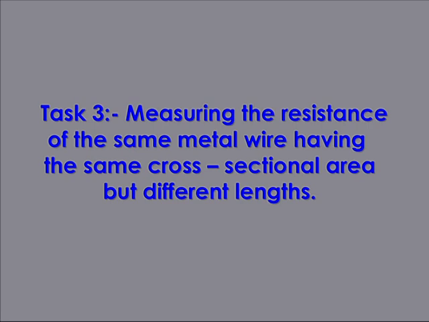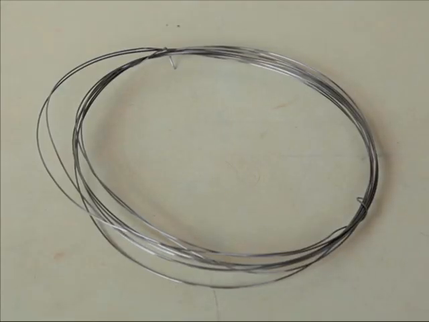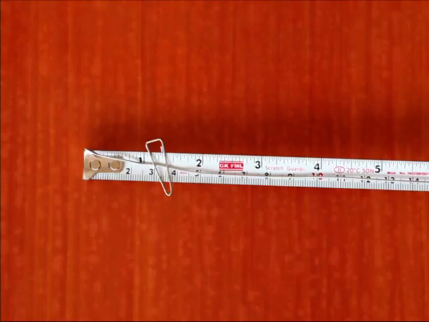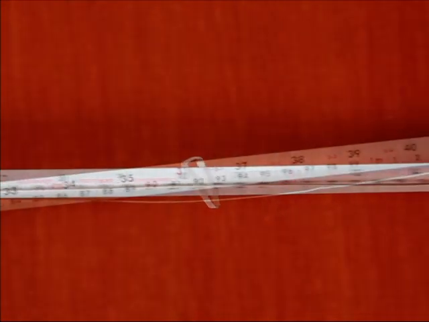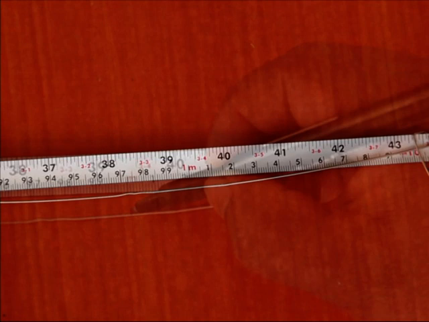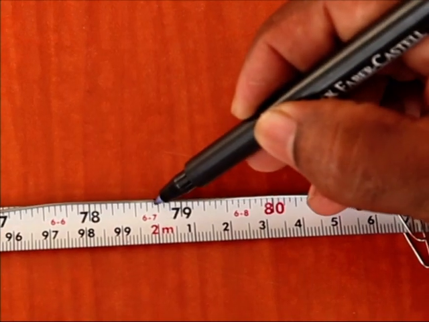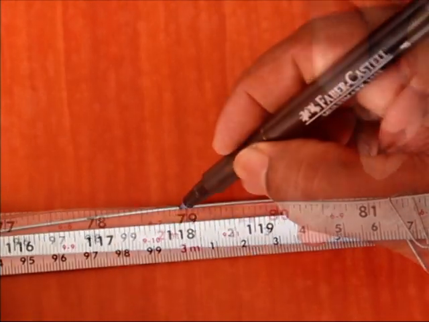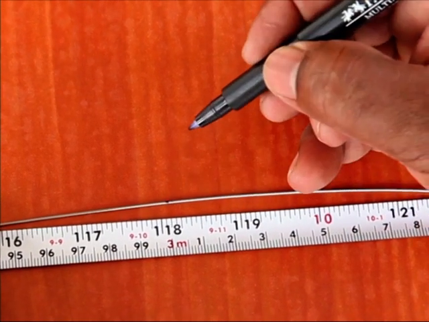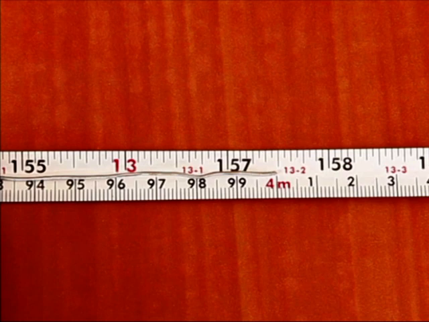Task 3. Measuring the resistance of the same metal wire having the same cross-sectional area but different lengths. Choose bare nichrome wire of 20 SWG. Measure 4 meters. Mark the length of the nichrome wire: 1 meter, 2 meters, 3 meters, and 4 meters.